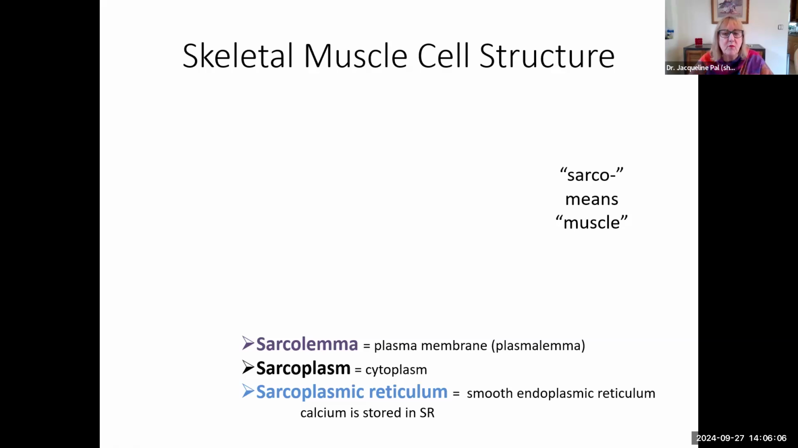Want to refresh your memory? The importance of the smooth endoplasmic reticulum is that calcium is stored in it, and that's going to be crucial for the functioning of skeletal muscle. And I also want you to realize that the sarcoplasmic reticulum is going to be surrounding each myofibril, which is going to be a group of contractile proteins. And I will be pointing this out on subsequent slides. So be looking for that.